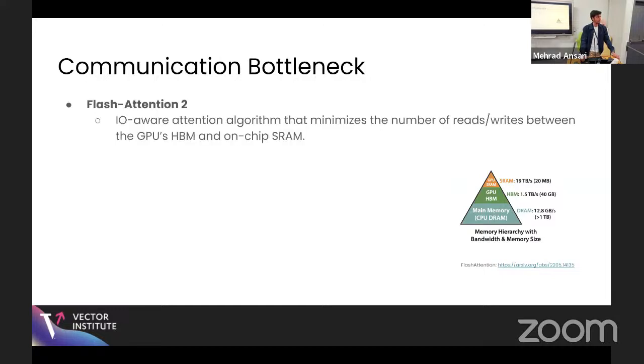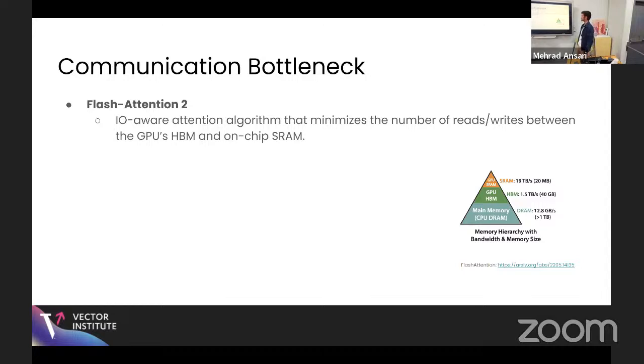We also incorporated flash attention. It's an input-output aware attention algorithm that minimizes the number of reads and writes between the GPU's high bandwidth memory and the on-chip SRAM. Over here is the hierarchy of how memory works in the system. At the bottom, you have super slow but very large CPU DRAM. Then you have the GPU's onboard VRAM, and then the GPU's SRAM. The SRAM is the smallest, but it's the fastest. This is the entire hierarchy.